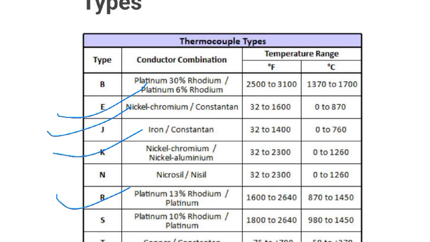J type, iron constantan, is used for 760 degree temperature ranges. K type is nickel chromium, aluminum, used for 1200 to 1260. The remaining is R type, platinum and rhodium, which can be used for higher temperature ranges. E type uses nickel chromium and constantan, for approximately 800 to 900 temperature ranges.